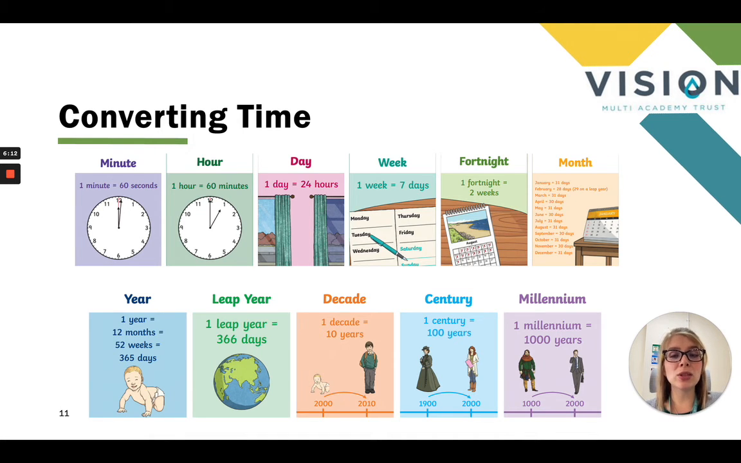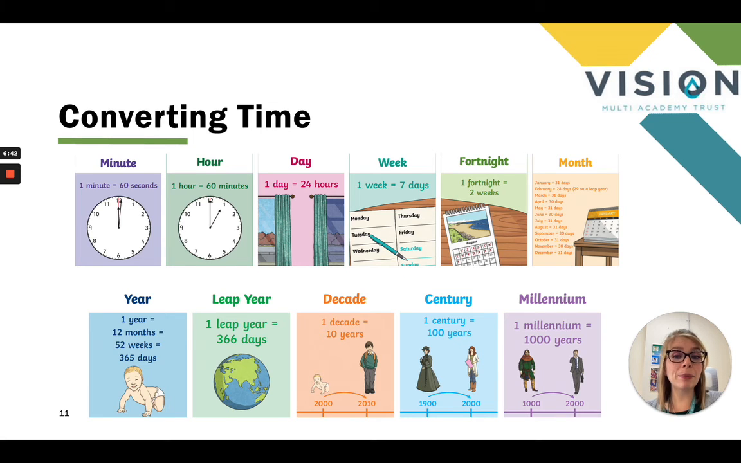Looking in a little bit more detail at time, we're now going to be converting time. It's important that children know the equivalents. So they need to know that 1 minute is worth 60 seconds, an hour is 60 minutes, a day is 24 hours, a week is 7 days, a fortnight is 2 weeks. We already know that children are solid on the number of days in each month. Talking about years, we know that a year is 12 months, 365 days and 52 weeks.